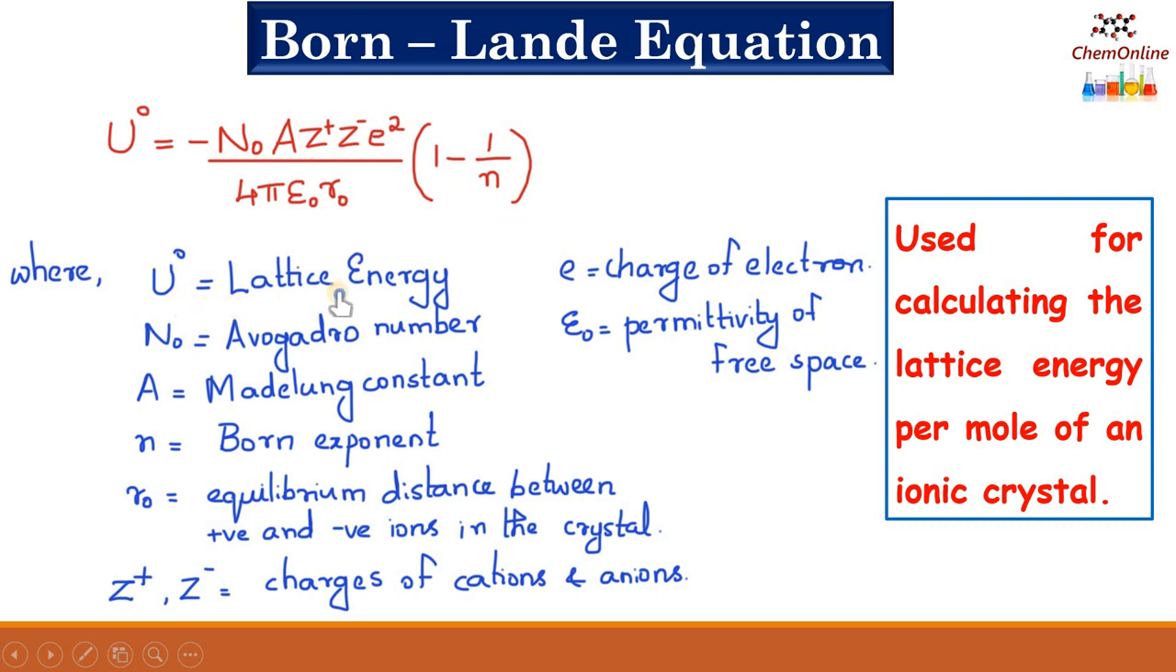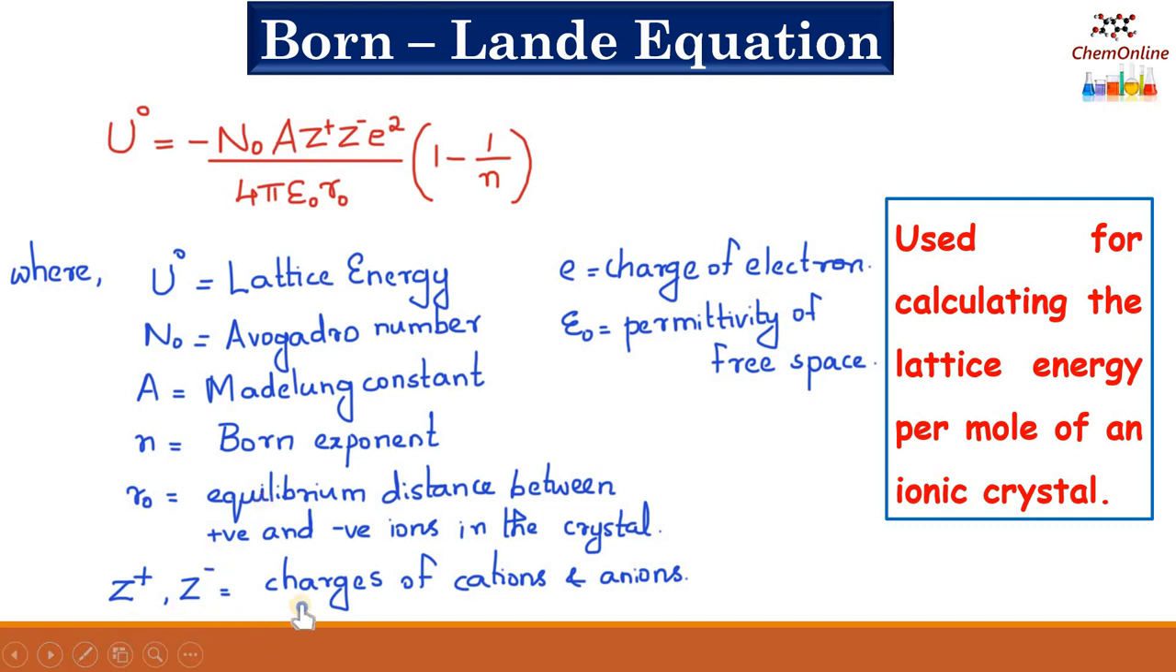Here U0 is the lattice energy, N0 is the Avogadro number, A is a constant which is characteristic of the geometric arrangement of ions in the crystal, and this constant is known as the Madelung constant. n is also another constant, known as the Born exponent. r0 is the equilibrium distance between the positive and the negative ions in the crystal, or we can also say r0 is the sum of the ionic radii.